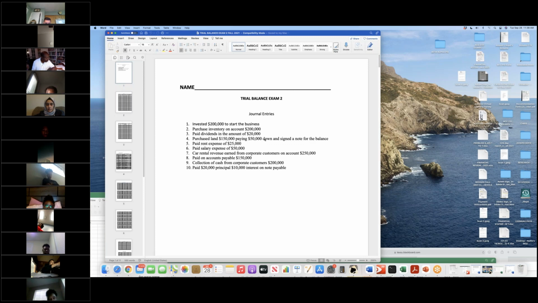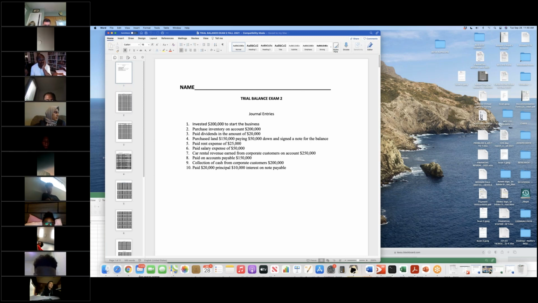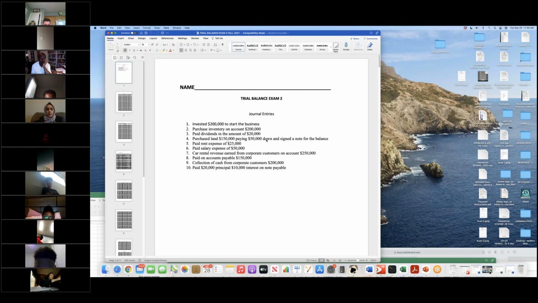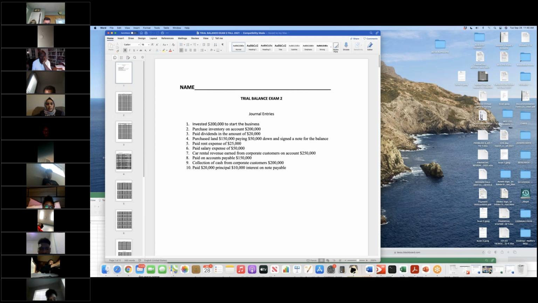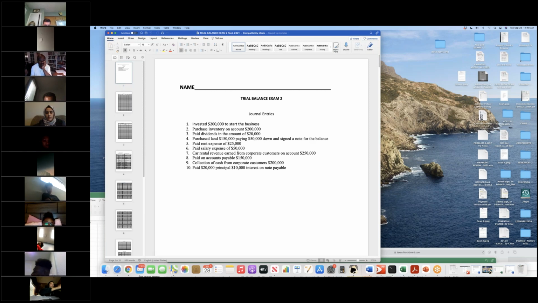Robinson a little bit slow. It's a type 7. Nicole, what do you have? What number are we on? Number 4. Okay, I put debited 150,000 for land and then credited 50,000 for cash, and then I put credited 100,000 notes payable. Okay.